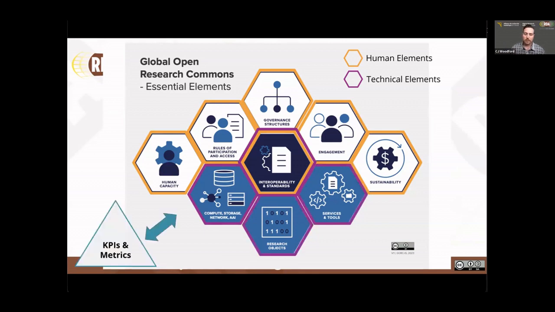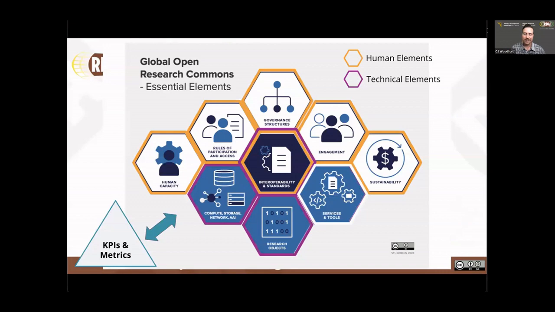We've also got some KPIs or key performance indicators and metrics in the model, which are ways that you might consider determining success of some of these things in the model as well as for your commons overall. And so that's all the background on the GORC.